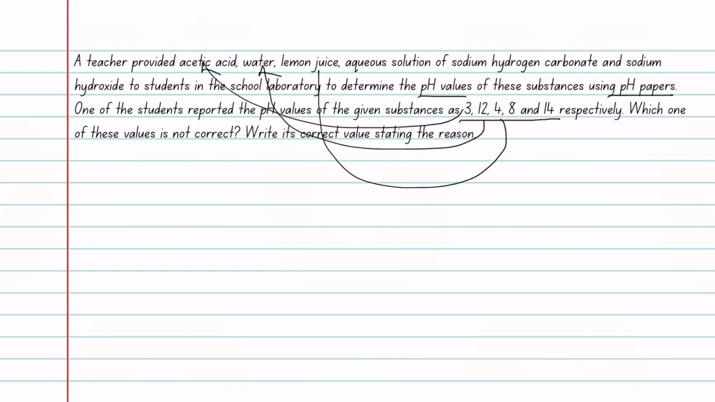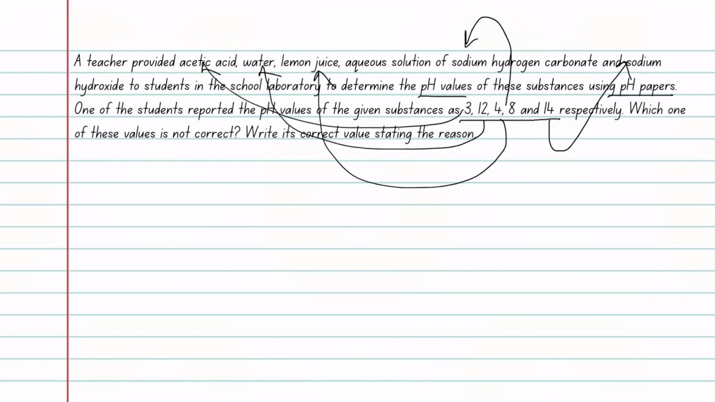A teacher provided acetic acid, water, lemon juice and aqueous solution of sodium hydrogen carbonate and sodium hydroxide to students to determine pH values using pH papers. One of the students reported the values as 3, 12, 4, 8 and 14 respectively. That means 3 is for acetic acid, 12 is for water, 4 is for lemon juice, 8 is for sodium hydrogen carbonate and 14 is for sodium hydroxide.